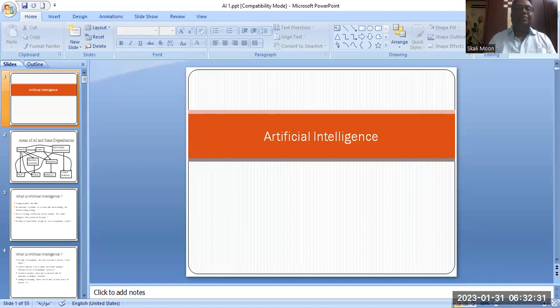Systems that act like humans. The art of creating machines that perform functions that require intelligence when performed by people. The study of how to make computers do things at which, at the moment, people are better.